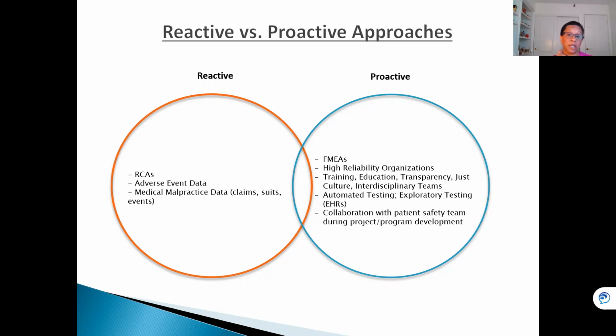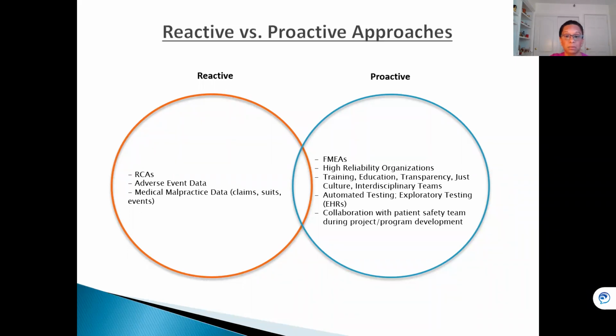But what we want to do is actually get in front of it. How do we prevent something from happening? So you do failure modes and effects analyses. I'll speak about that one next too. Be an HRO, a high reliability organization. Do training, education, be transparent, have a just culture and so forth. Do automated testing for your EHRs rather than manual testing. Have a collaborative approach during project development.